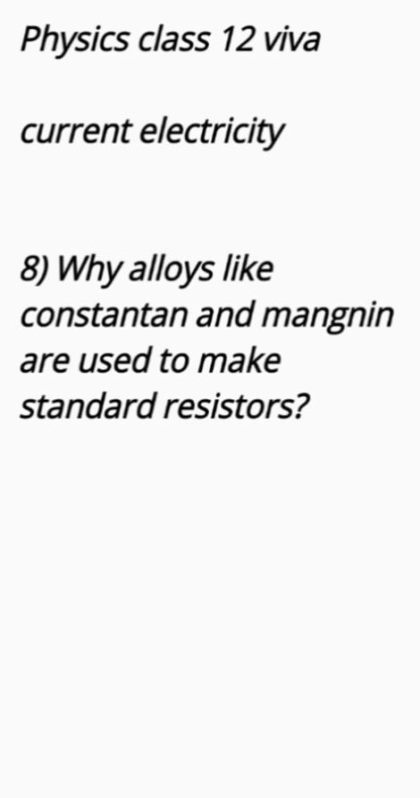Why alloys like constantan and manganin are used to make standard resistors? So first thing, these conductors have very high resistivity than their constituent metals or commonly used metals. Secondly, their temperature coefficient of resistivity is very low. So if temperature varies, their resistance does not vary. Actually, their resistivity does not vary, so also their resistance does not vary. Next thing, they do not easily corrode, and that is why they are used to make standard resistors.